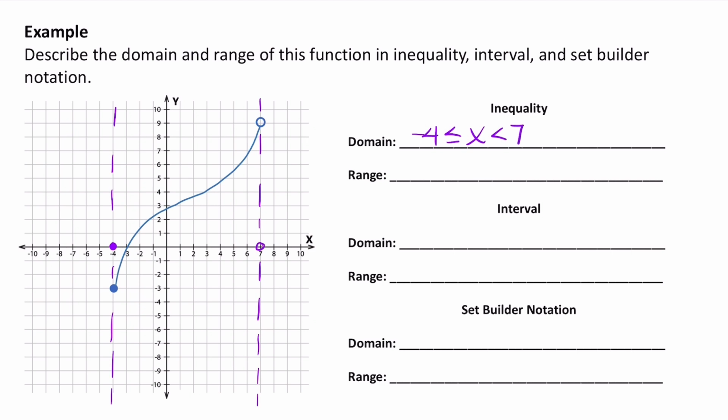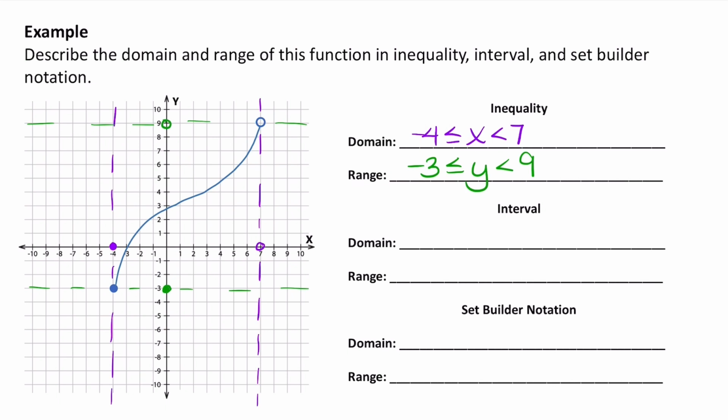The range is going to go low to high. So that's here at -3, where I have a filled in circle. And then the highest point is going to be at 9, where I have an open circle. So it's going to be -3 less than or equal to y less than 9.